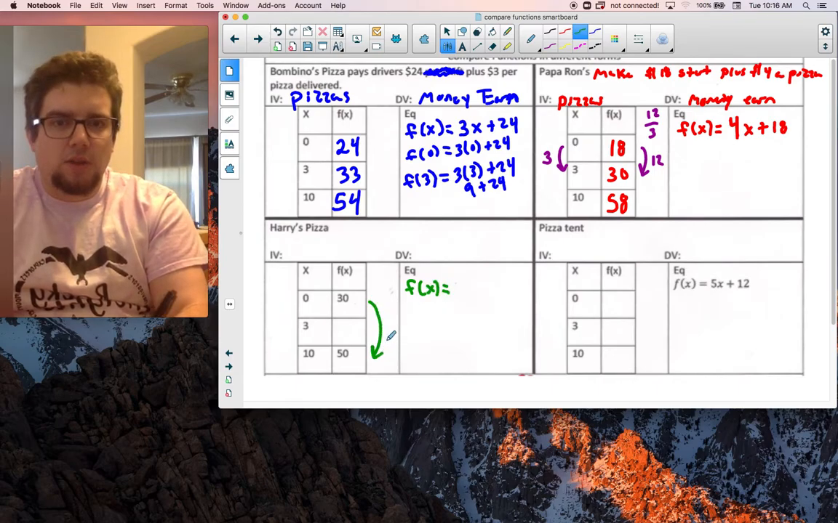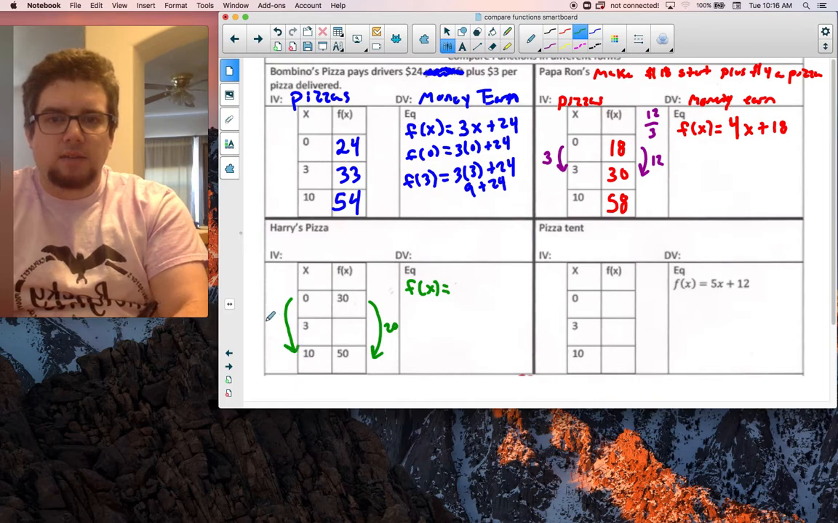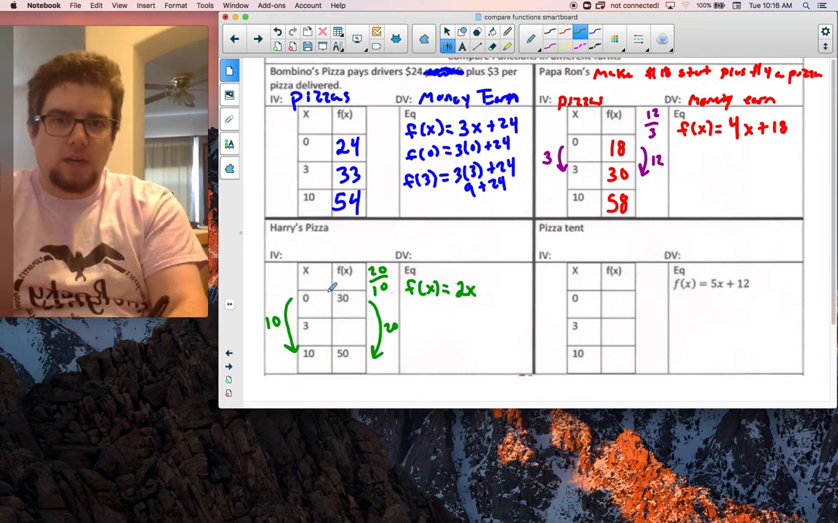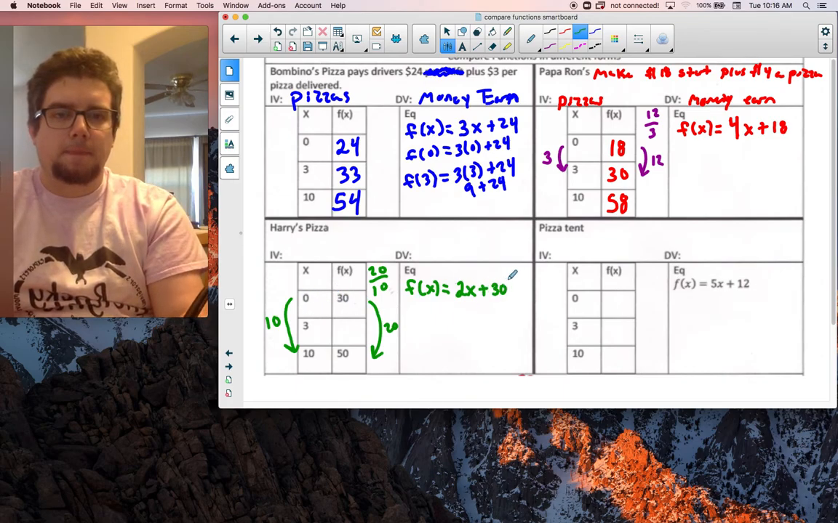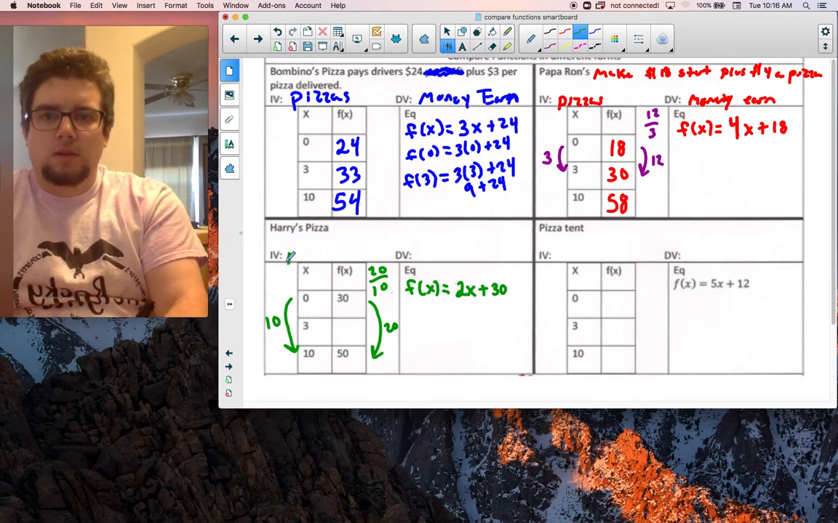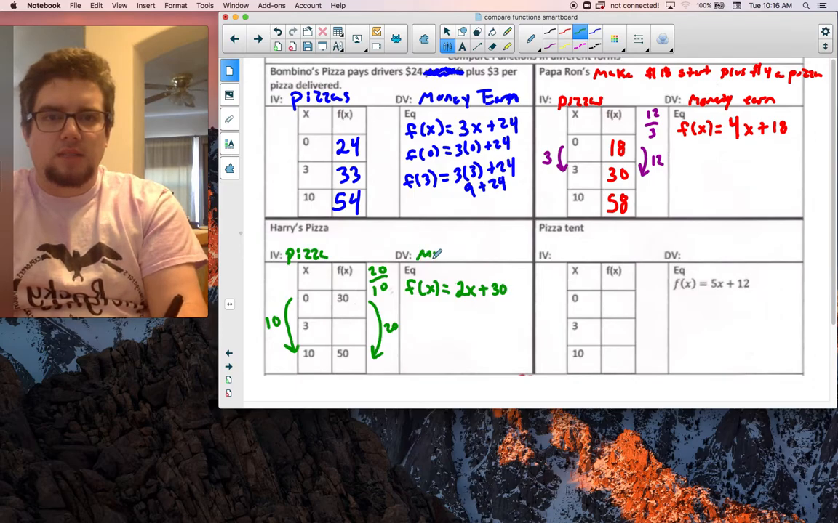So from 30 to 50, we get 20. From 0 to 10, we get 10. So our rate of change is 20 over 10, or just 2. So 2x, here's our y-intercept, plus 30. Once again, our IV is pizza, DV is still money earned.